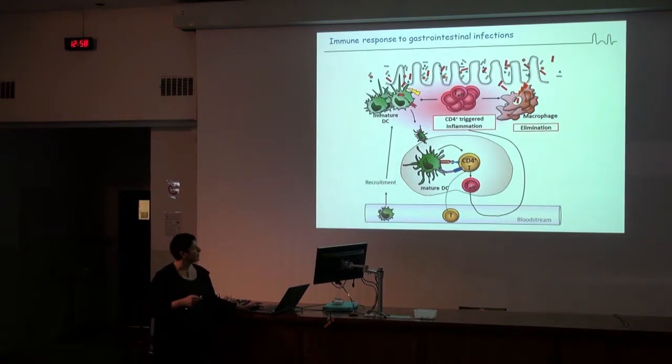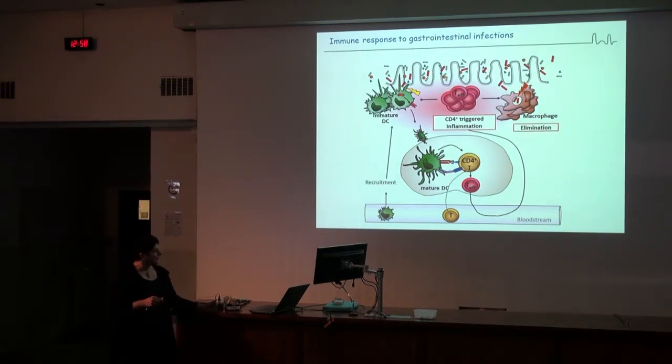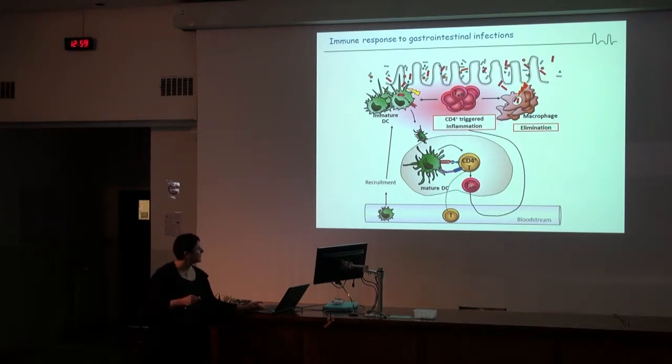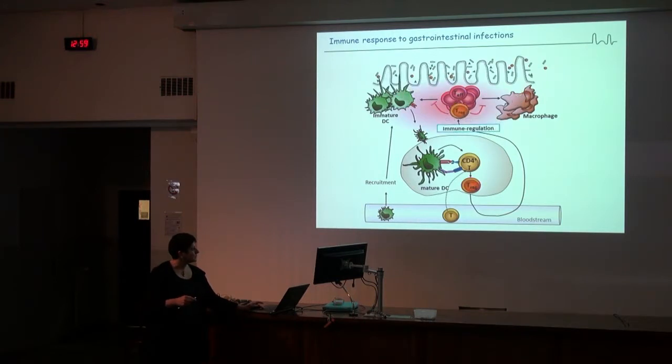And this inflammation then again enhances the activation of macrophages and enhances the maturation and recruitment of dendritic cells, so that the pathogens can be eliminated by the resident macrophages within the lamina propria. And after the successful initiation of immune responses, the pathogen should be eliminated, and then another mechanism has to start.